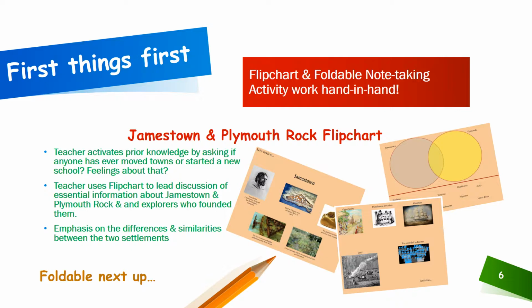So first things first, the flip chart and the foldable note-taking activity. These will work hand in hand. As the teacher is presents the information in flip chart form, the students will be working at their desks with their foldable. Starting off, the teacher will activate prior knowledge by asking if anyone has ever moved towns or started a new school, and try to generate some discussion about the feelings about such a move. The teacher then uses the flip chart to lead a discussion of the essential information about Jamestown and Plymouth Rock and the explorers who founded them. The emphasis will be on the differences and similarities between the two settlements.